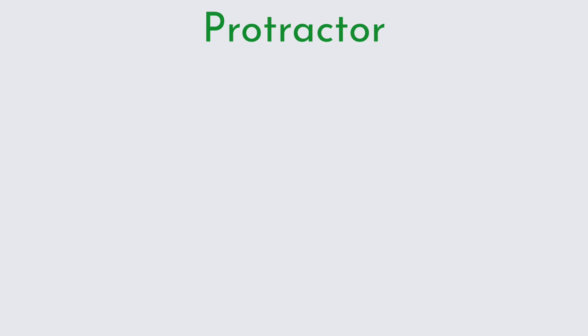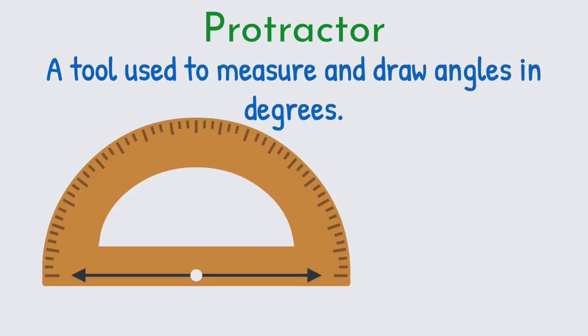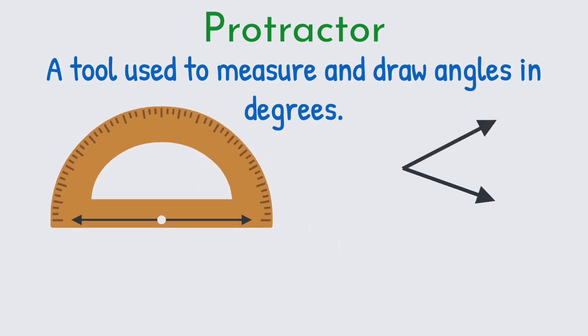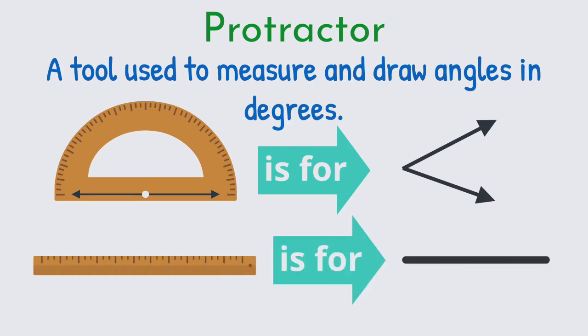Protractor. A tool used to measure and draw angles in degrees. It is shaped like half a circle and numbered from 0 to 180. You line up the center of the protractor with the vertex of the angle to measure it. A protractor is to angles what a ruler is to line segments. It gives us a precise, reliable measurement every time.